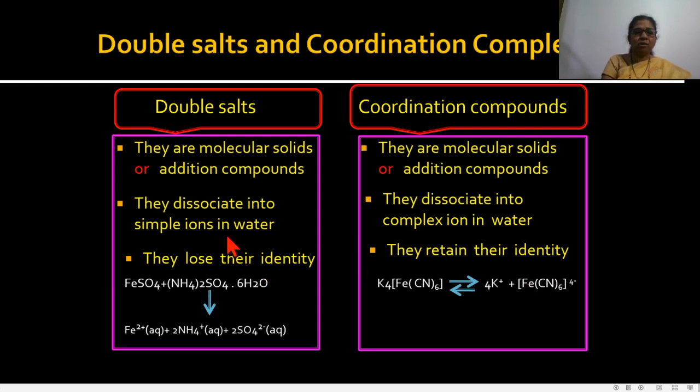But double salts dissociate as simple ions. The difference between double salt and coordination compound is that a double salt, when dissociated in water, dissociates as simple ions, but a coordination compound dissociates in water as counter ion and complex ions. This is the difference between double salt and coordination complex. In this way, we studied all the points in this first lecture. Thank you.